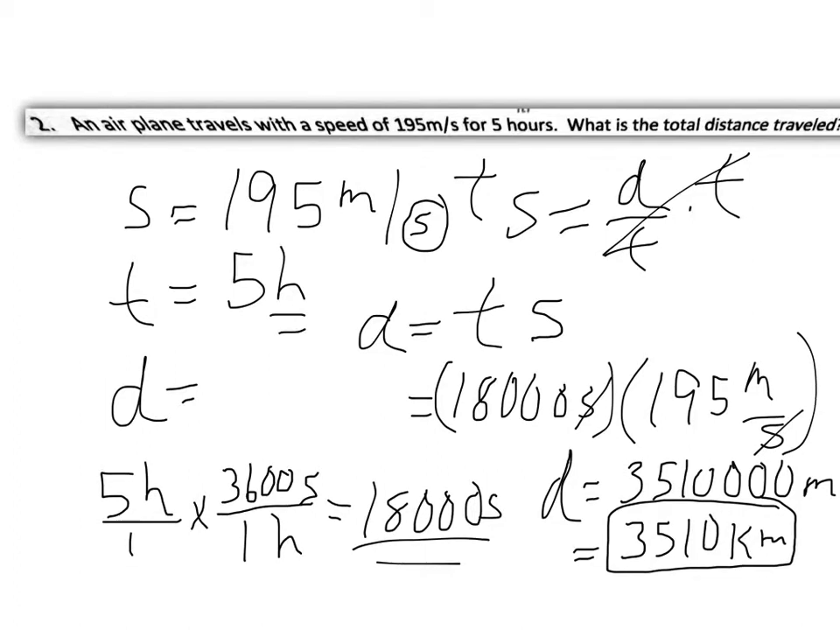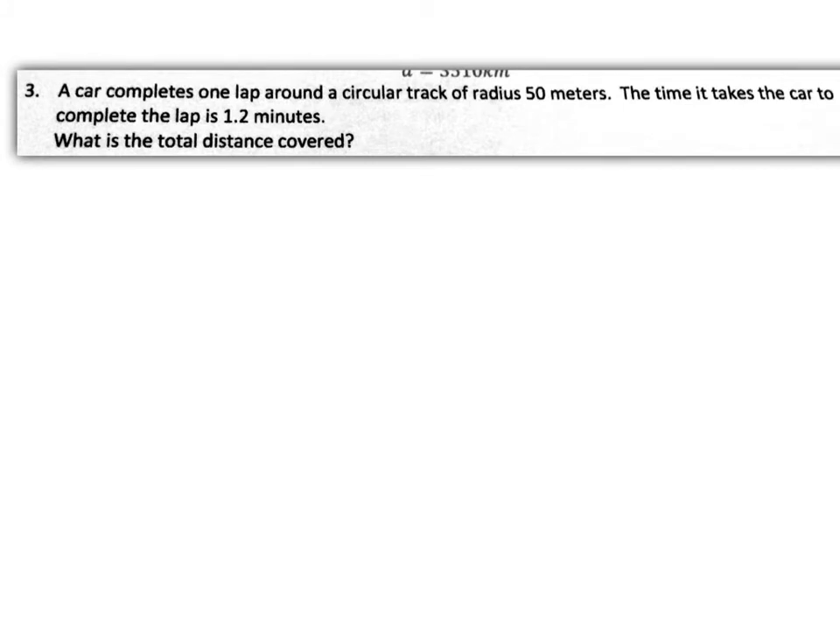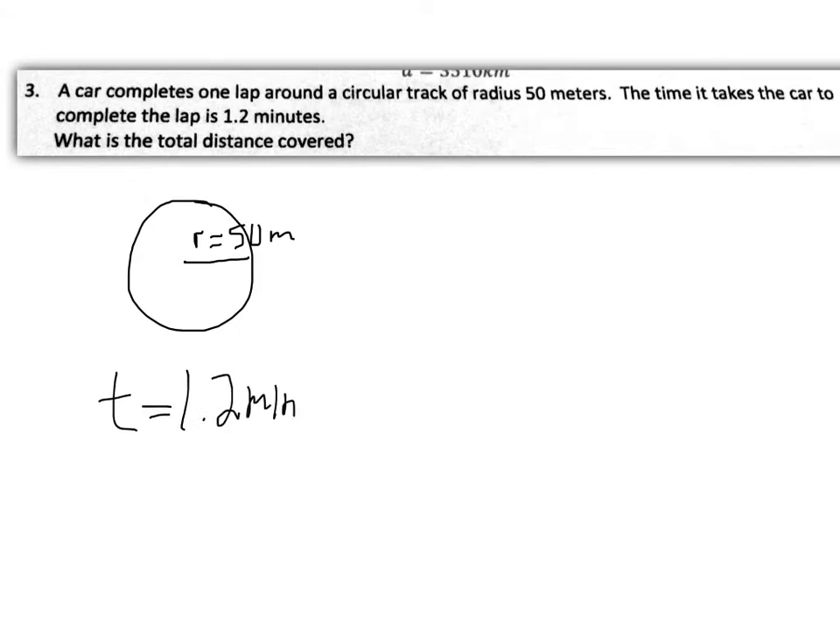All right. A car, this is number 3 if you keep following along. A car completes 1 lap around a circle with a radius of 50 meters. So here's our circle. And the radius is 50 meters. The time it takes the car to complete the lap is 1.2 minutes. What is the total distance covered?